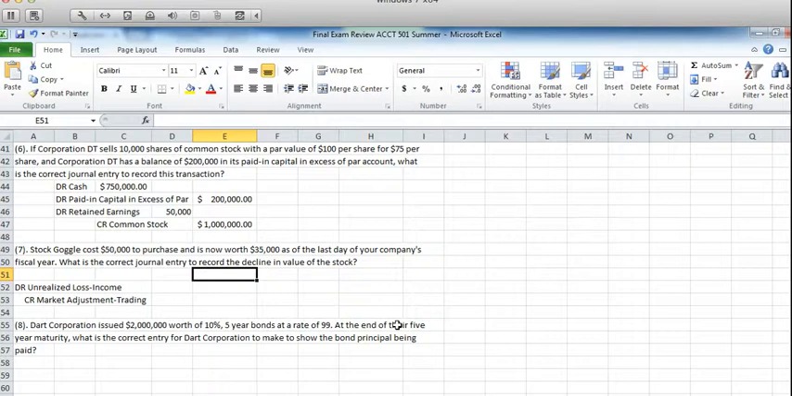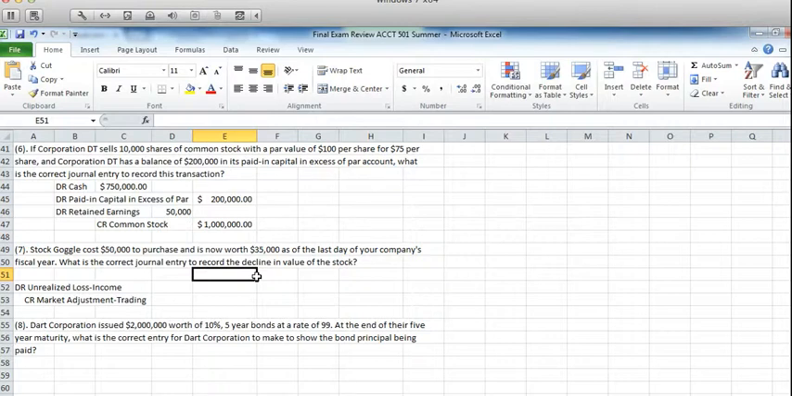What is the correct journal entry to record the decline in value of the stock? So again, what we're asking here is we're not selling this stock. We bought it and we're holding it as of right now, and the fiscal year is ending. So we have to basically what in accounting they call mark the stock to market price, so that our balance sheet and our financial statements will reflect the decline in value that has happened for this stock over this time.